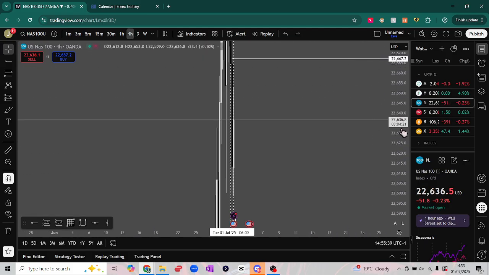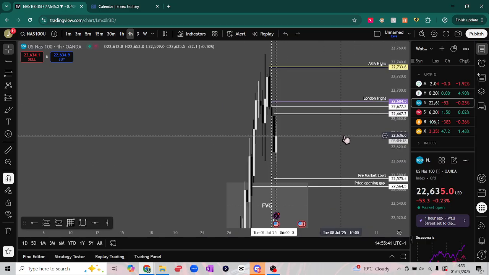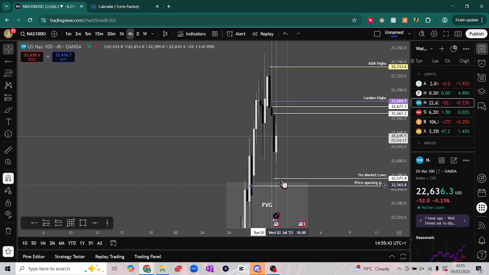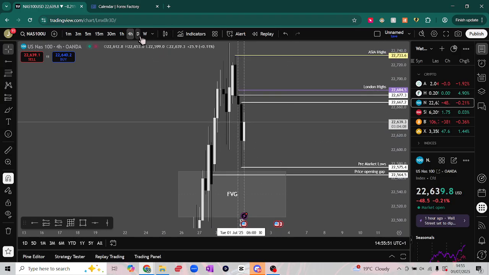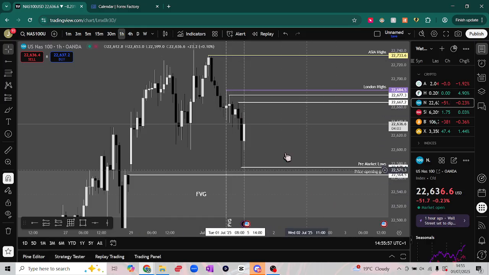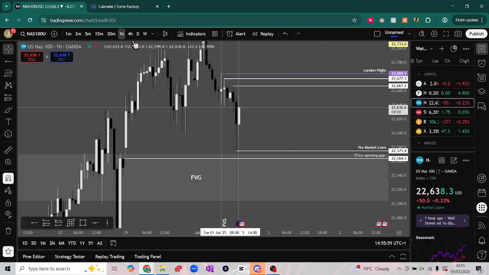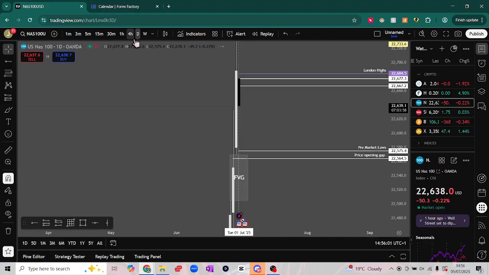Look, the 4 hour refused to break structure. If the 4 hour did break structure, then yeah, we could have definitely looked at shorts, but we didn't. So NQ would have been perfect for this as well if it did break structure. The 1 hour is bearish, but like I said, that's just a 4 hour and daily.